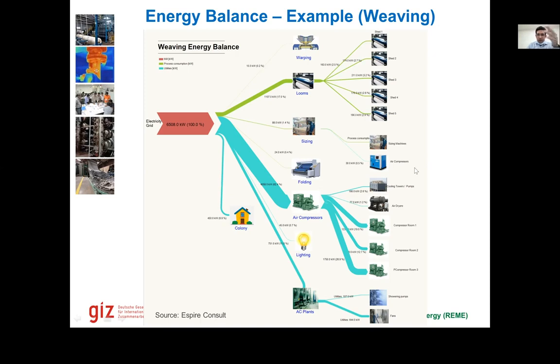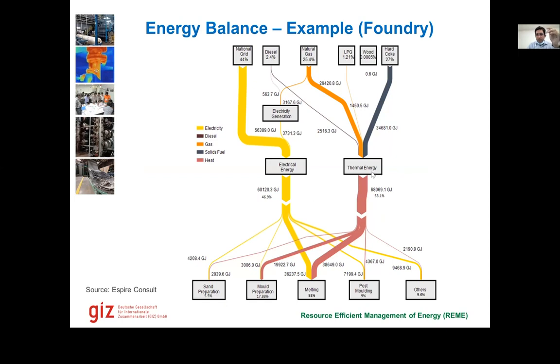Similarly, an example of a foundry unit in Pakistan, which we also did for UNIDO. We can see that they have electrical energy and thermal energy, and the most significant inputs of energy they have are electricity from the national grid, natural gas for thermal energy, and hard coke for thermal energy. And these are being used mainly in, you can see, mold preparation, melting, and post molding processes. All others are actually low consumers, so they first need to focus on the melting process, then on the mold preparation process, and then the post molding process. So that is how they can prioritize their efforts on energy efficiency.